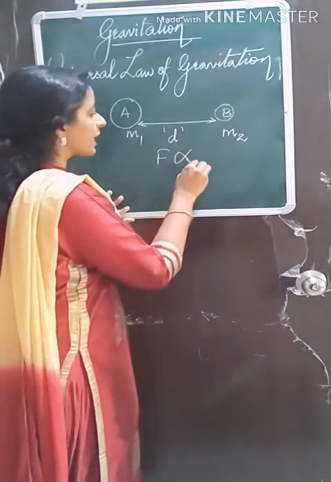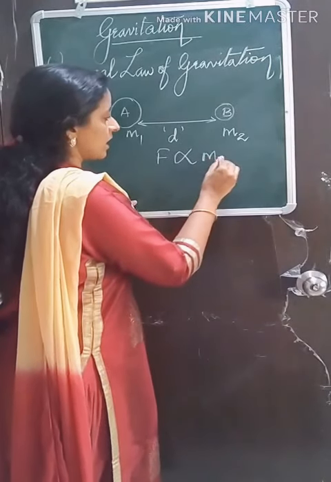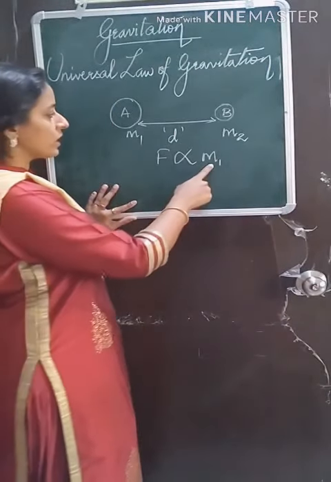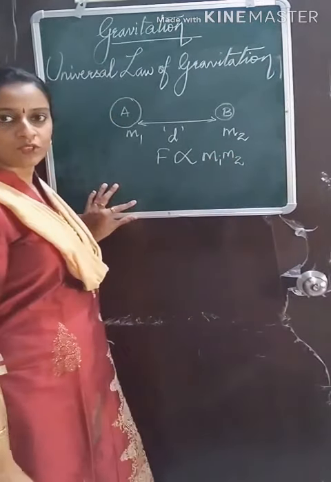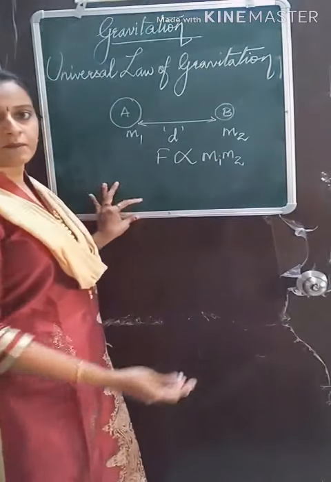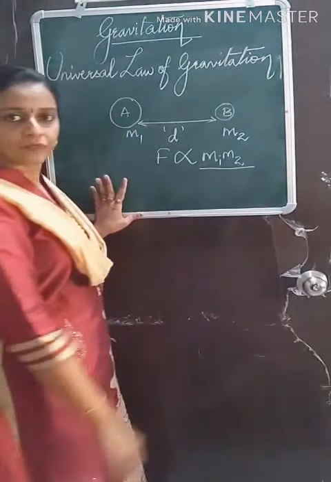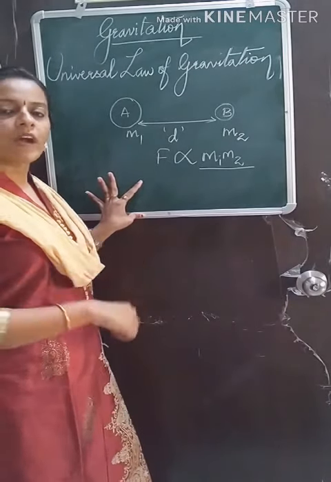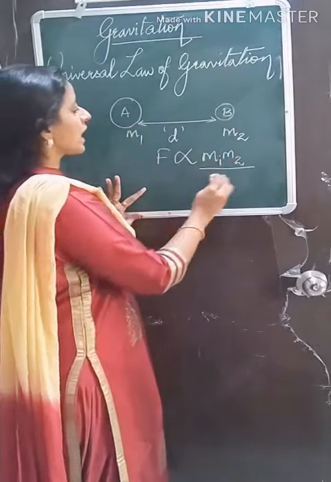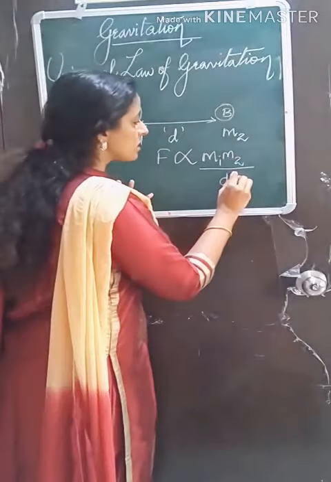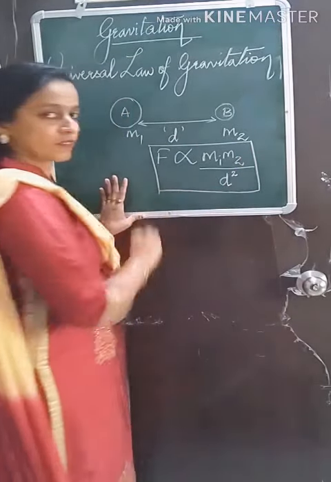This force is directly proportional to the product of masses. So m1 is the mass of the first object into m2, the mass of the second object, and inversely proportional to, how will you write inversely proportional? Just one upon. Inversely proportional to the square of the distance between them. So the distance between these two objects A and B is D. Square of the distance means D square. Put it in a box.